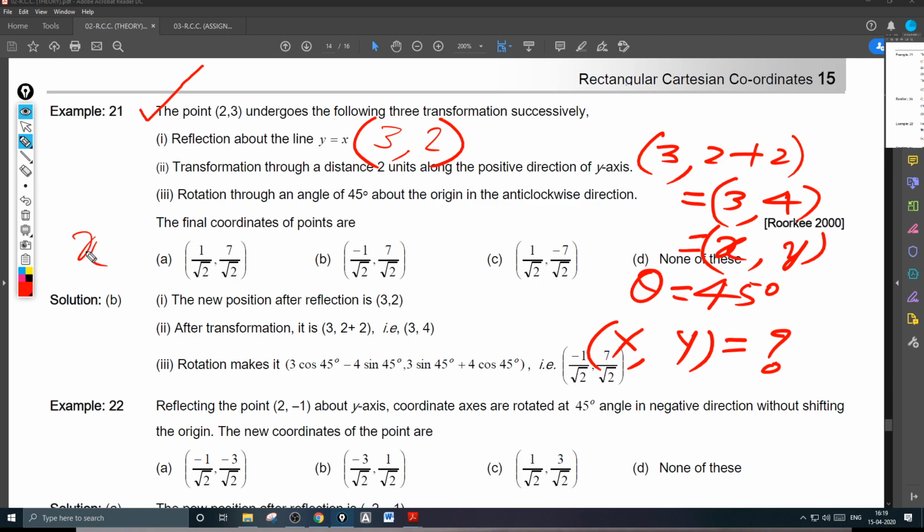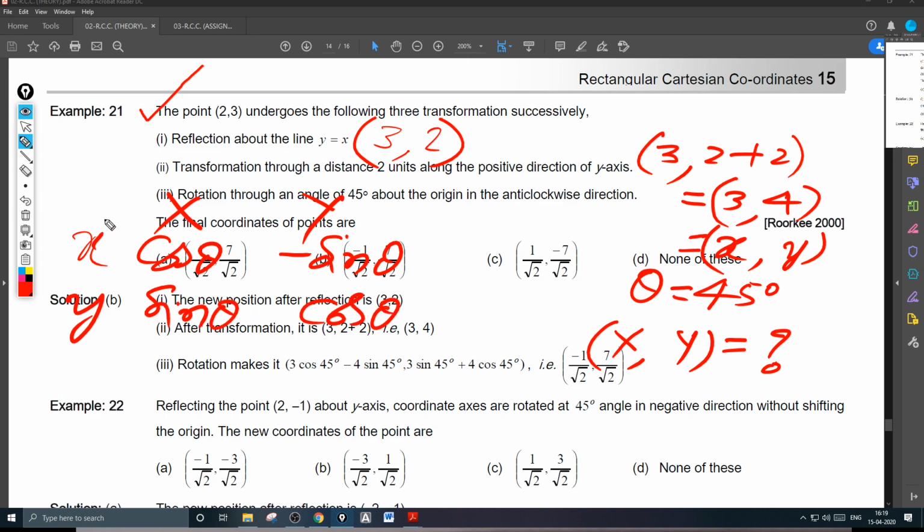Small x, small y, capital X, capital Y, cos theta, minus sin theta, cos theta. Compared to the previous problems, here you have to find out capital X, capital Y. Small x, small y is given. Theta is 45 degrees.